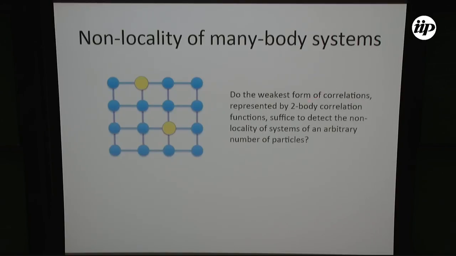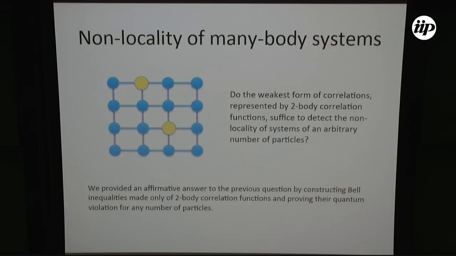From a quantum information theory point of view, if I have a system made of many particles, and you give me the weakest form of correlation, which is just the correlation between pairs of particles, I want to know whether only with this information I can sometimes check whether this big system violates a Bell inequality or not. And we proved that this is possible. Honestly, I didn't have any intuition about this. Whether two-body correlation functions are enough to detect the strongest form of non-locality, which is a Bell inequality violation, was open, and we proved that this is the case. So we could construct Bell inequalities for a many-body system.